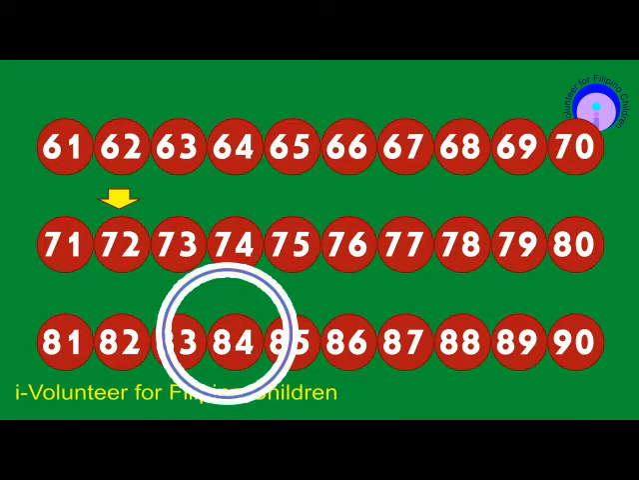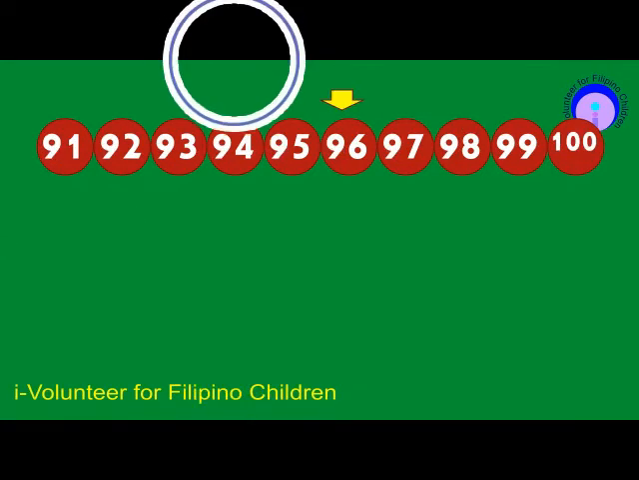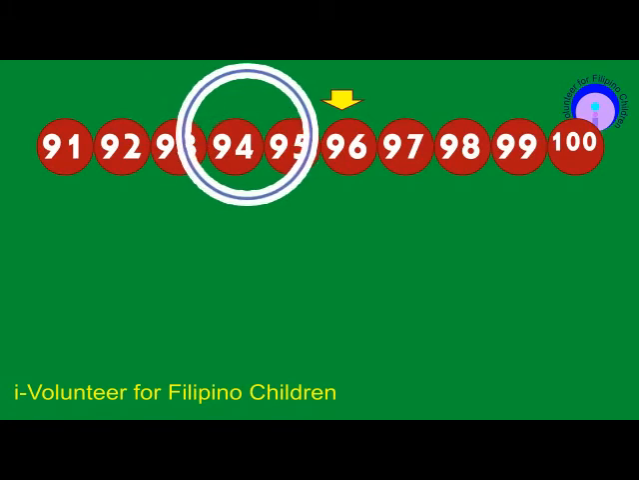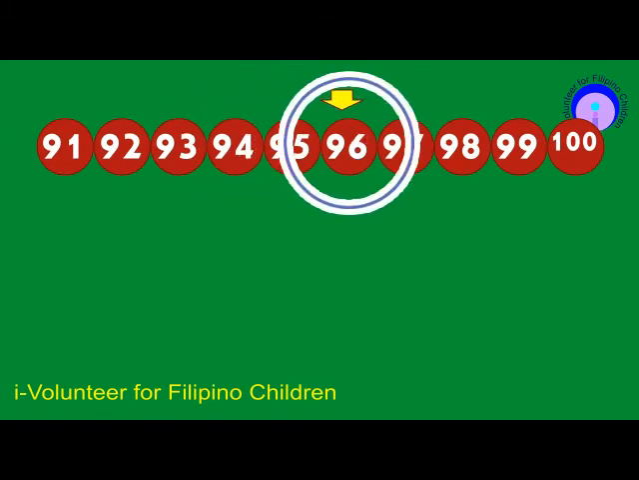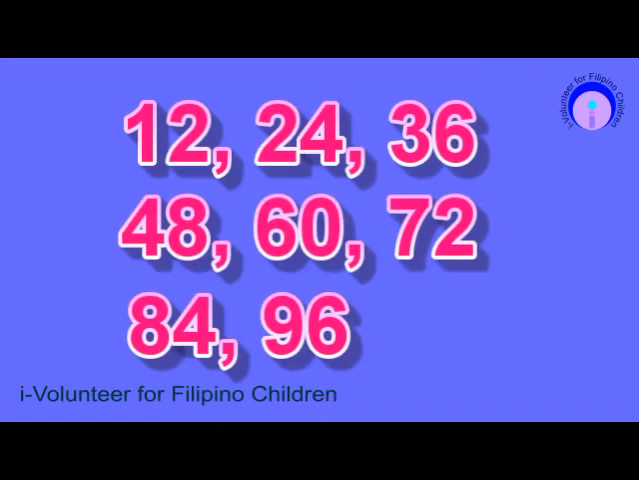Let's proceed. After 84, what is that number? 84 plus 10 is 94. Plus 2 is what number? It's 96. Great job. As a summary, we have skip count 12, 24, 36, 48, 60, 72, 84, and 96.